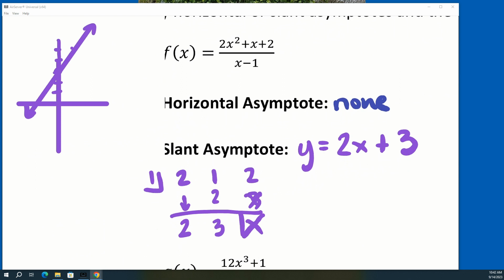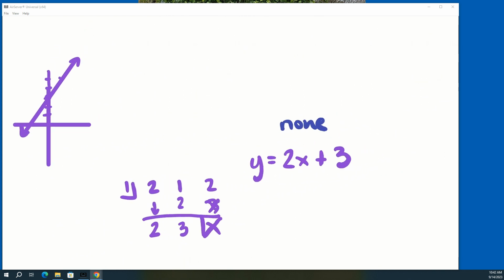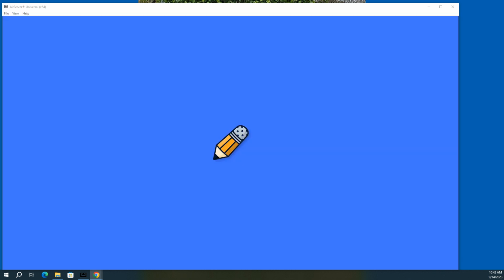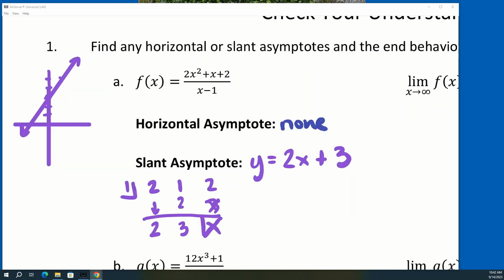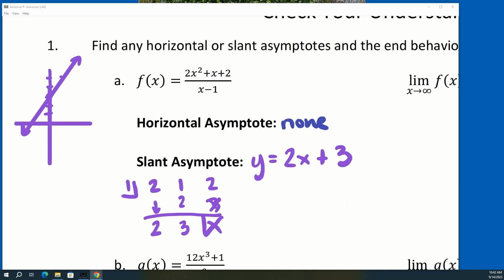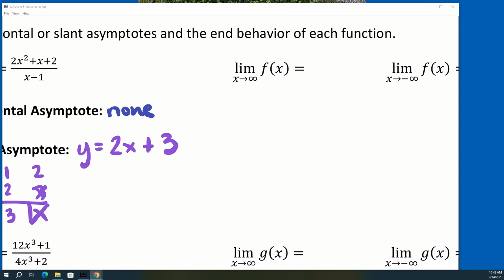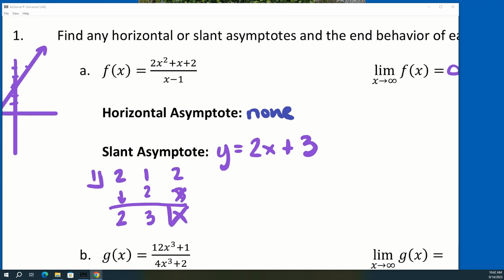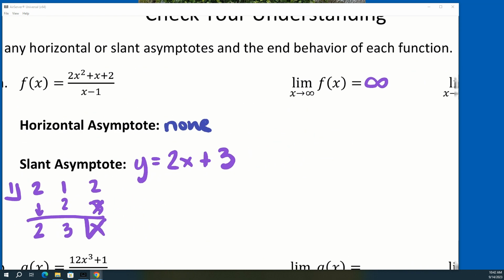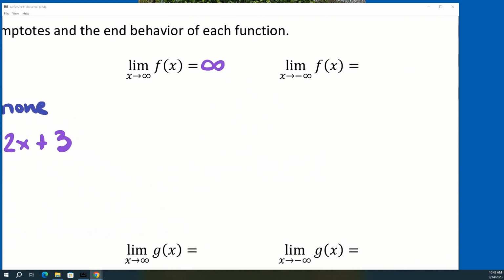So what is the limit as x approaches positive infinity of f of x? If it's going to look like that line, positive infinity, and then the other one is negative since it's pointing down on that side. All right. Any questions on that?